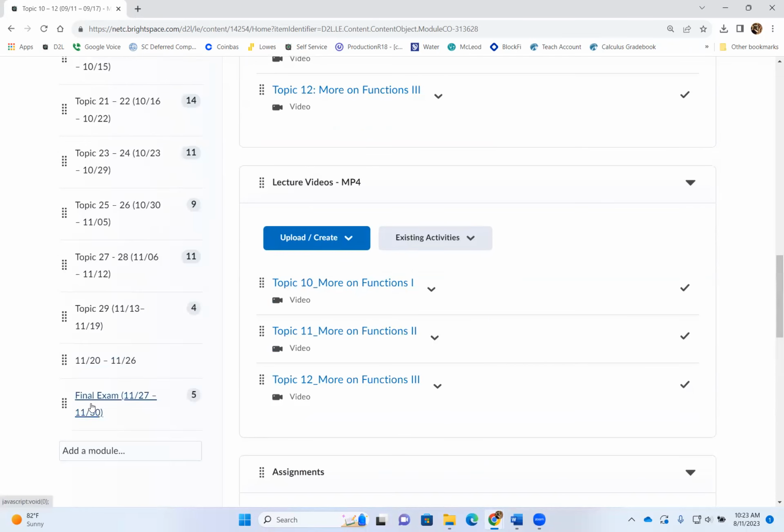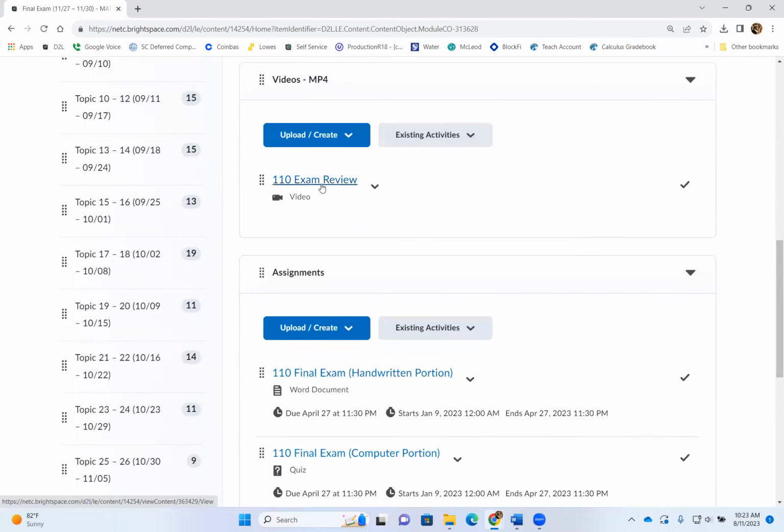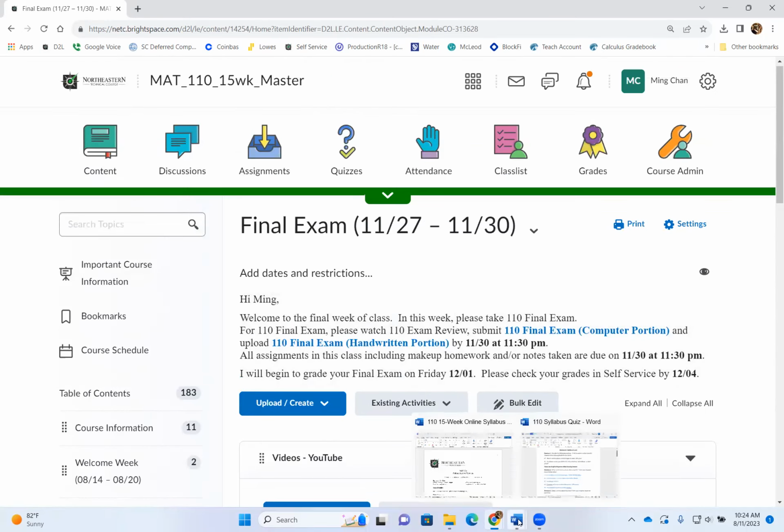All right. The very last week is your final exam. There's a final exam you gotta do, and there's an exam review video. Please watch the exam review video before you actually attempt the final exam. And the final exam has both portions, so you will follow the same procedure. All right, let's go over the syllabus real quick. That's basically how students proceed in this class.